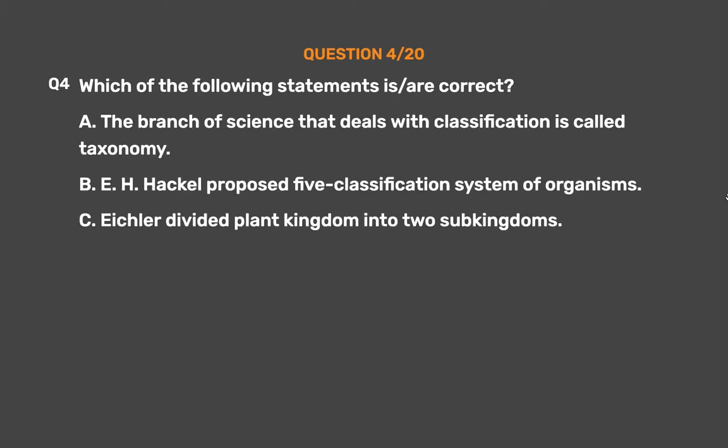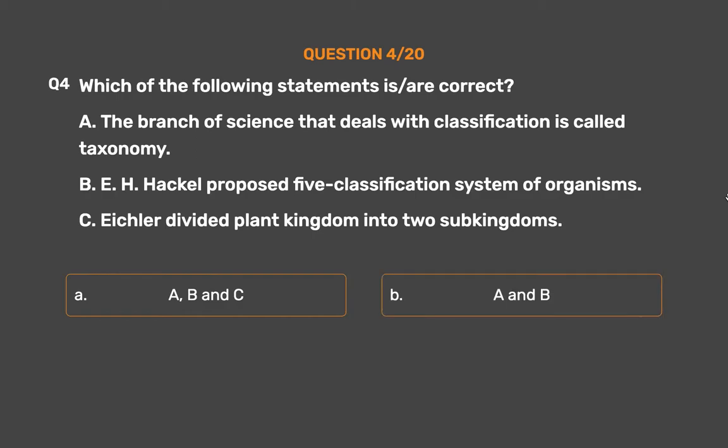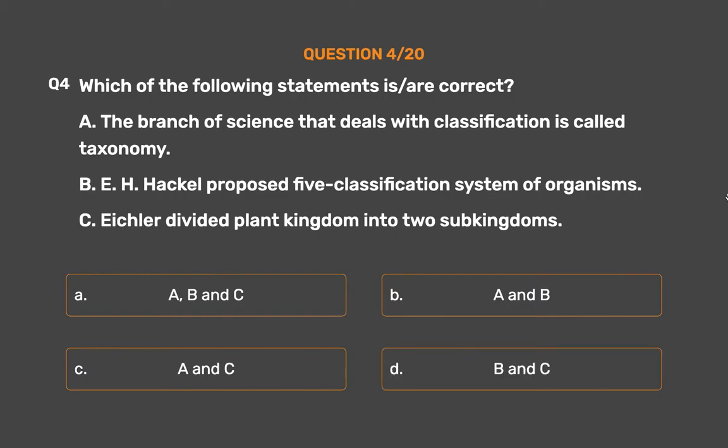Question number 4. Which of the following statements is/are correct? A. The branch of science that deals with classification is called taxonomy. B. E. H. Haeckel proposed 5 classification system of organisms. C. Eichler divided plant kingdom into 2 subkingdoms. Option A. A, B and C. Option B. A and B. Option C. A and C. Option D. B and C.